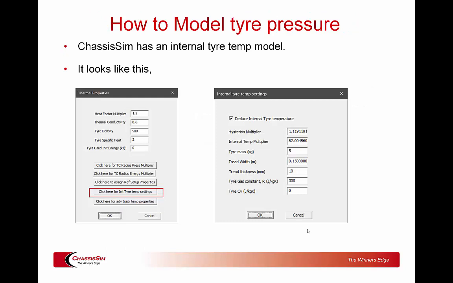Okay, so how do we model tire pressure in ChassisSim? Not to fret, we're going to walk you through a little demo with a model with this incorporated in, but this is really to show you where the knobs are. Under the thermal properties of the tires, you're going to have a setting: click here for internal tire temps. Then you've got a checkbox to say deduce internal tire temp. You've got a hysteresis multiplier, an internal temp multiplier, and you've got the parameters of the tire, like the tire mass, the tread width, the tread thickness, the gas constant, and the tire CV constant, that you can all dial in to suit the characteristics of your tire.